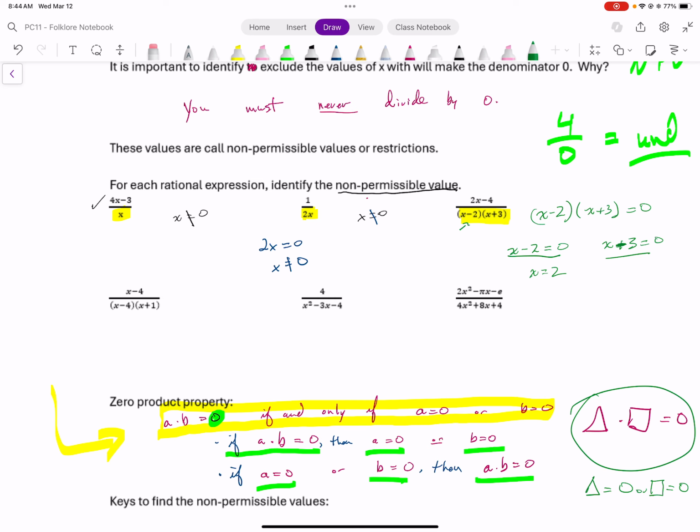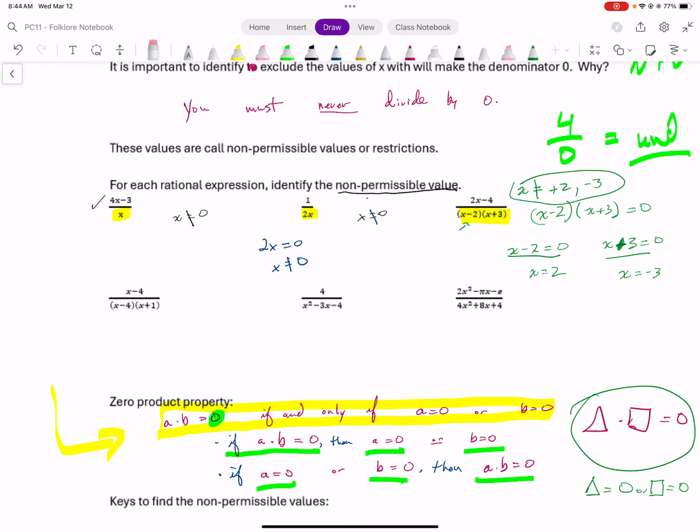Now let's look at that second factor. When is x plus 3 equal to 0? Now, if you subtract 3 from both sides, our denominator is equal to 0 exactly when x is equal to 2 and x is equal to negative 3. So I have to write the negative of that. So x cannot be equal to positive 2 or negative 3. So those are my restrictions.